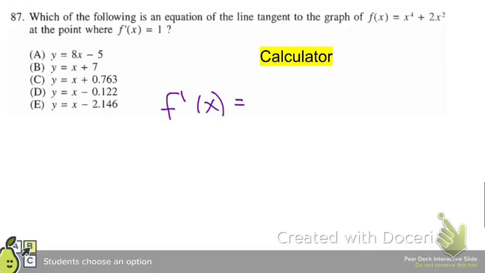So the derivative of this would be 4x cubed plus 4x. And I want to know what x value made this equal 1 because it's asking me at the point where f prime of x equals 1. Well, here's f prime of x. I want to know what made this equal 1. So you could solve that on your calculator, or you could solve it by hand if you wanted to, I suppose. I think I'm going to solve it on the calculator just so that we get a little bit of extra practice with it. So let me grab my calculator and set it up really quick.